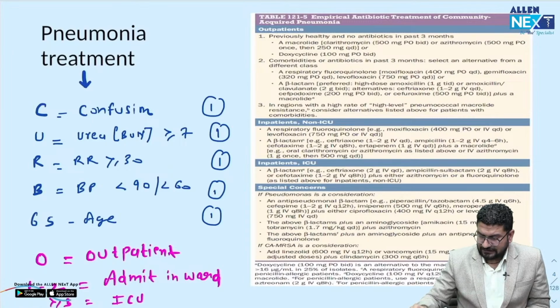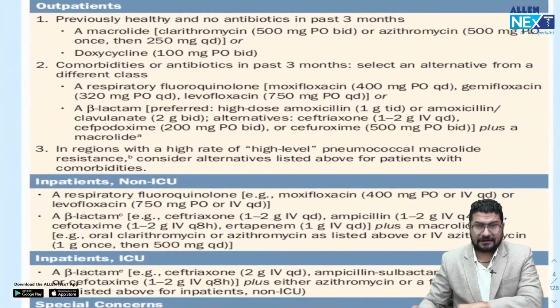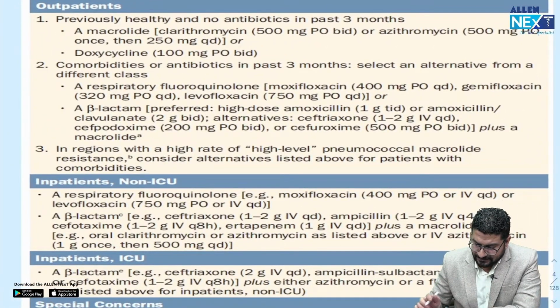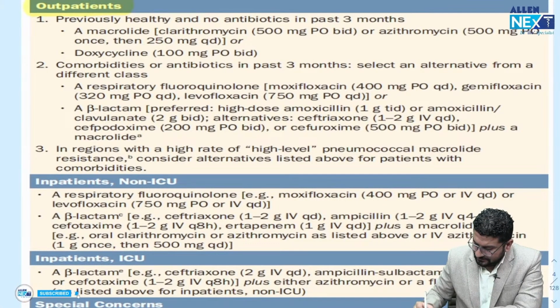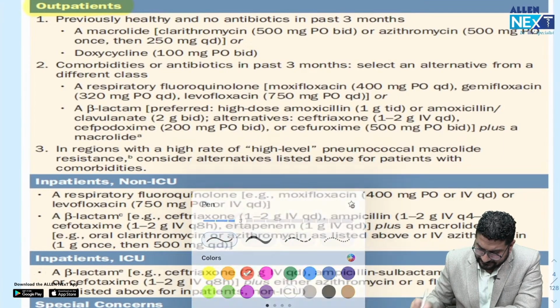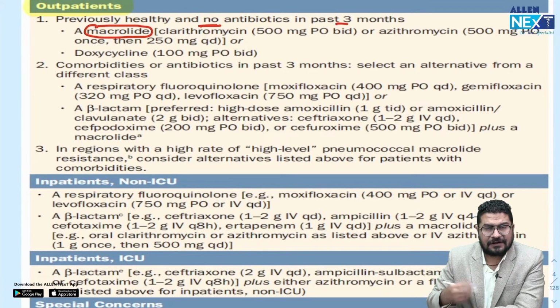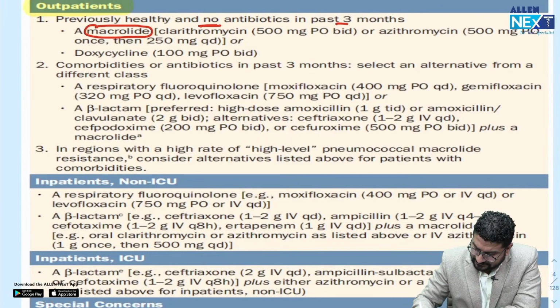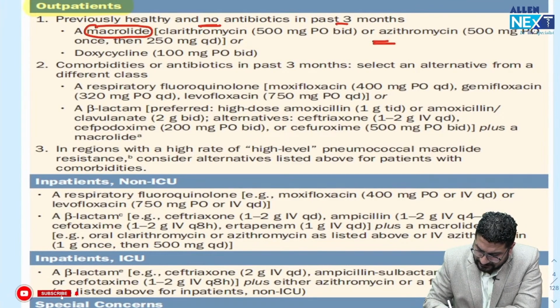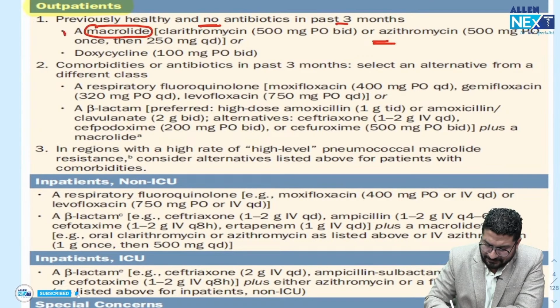The question they're asking is on the treatment part. This is a screenshot from Harrison. We have to see whether the patient is outpatient or inpatient. In outpatient, if it is a previously healthy person with no antibiotic use in the past 3 months, we need to use a macrolide, like clarithromycin or azithromycin. The alternative is doxycycline. So you have to remember macrolide.